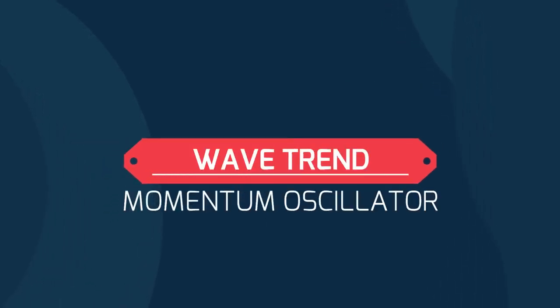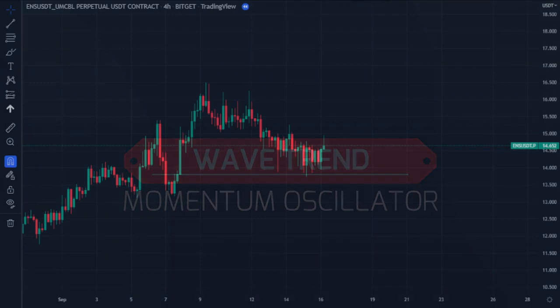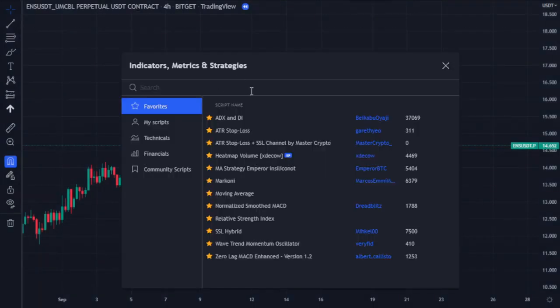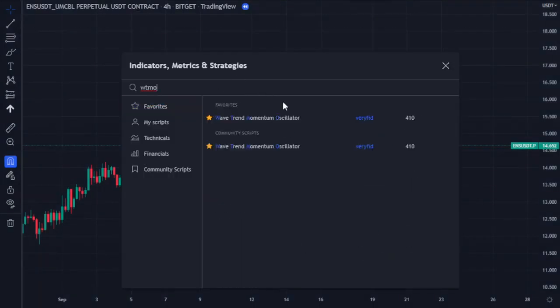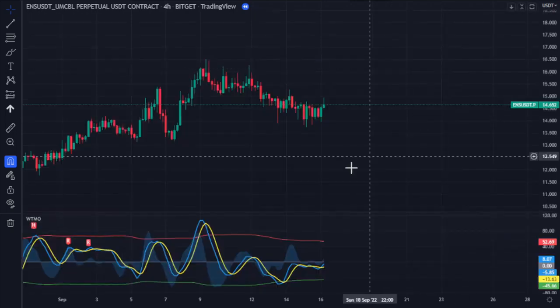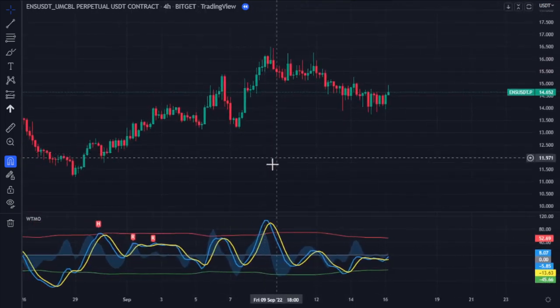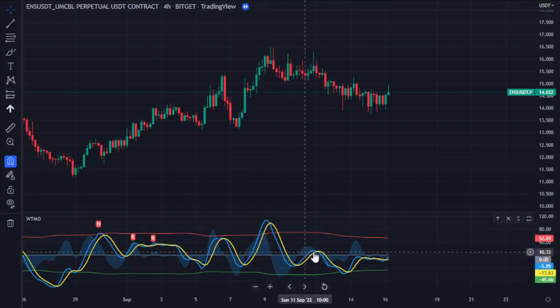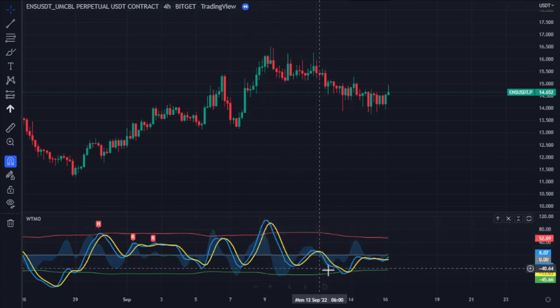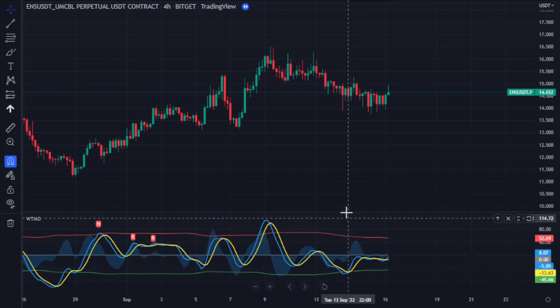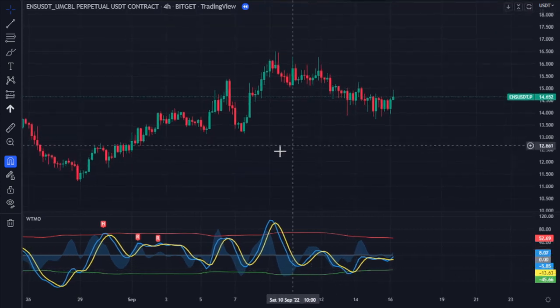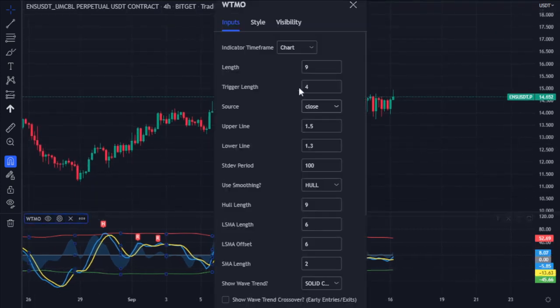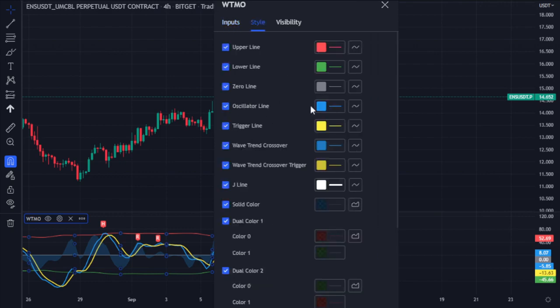Let's start with Wave Trend Momentum Oscillator. Okay, so we add this indicator to our chart by typing WTMO in the indicators section and selecting the one from the creator Verifit. This is an excellent indicator that will help us see the oscillations of the market by showing us when the price is overbought and when the price is oversold. We see that in its configuration we can make many modifications until we find the one we need for our perfect strategy.